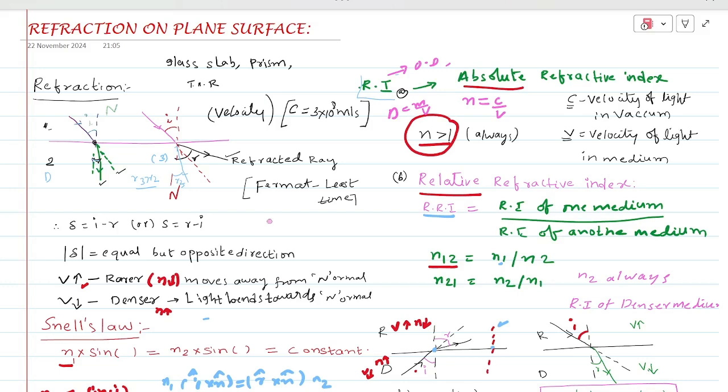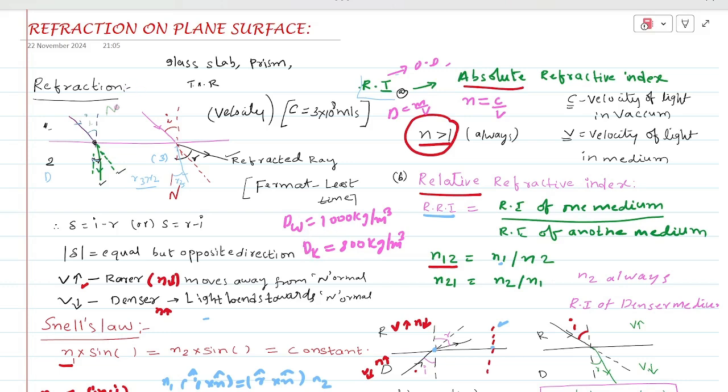The density of water is equal to 1000 kg per meter cube, whereas the density of kerosene is equal to 800 kg per meter cube. This is mass density, mass per unit volume. But the optical density of kerosene is more than water, which means for light, kerosene acts like a denser medium than water.